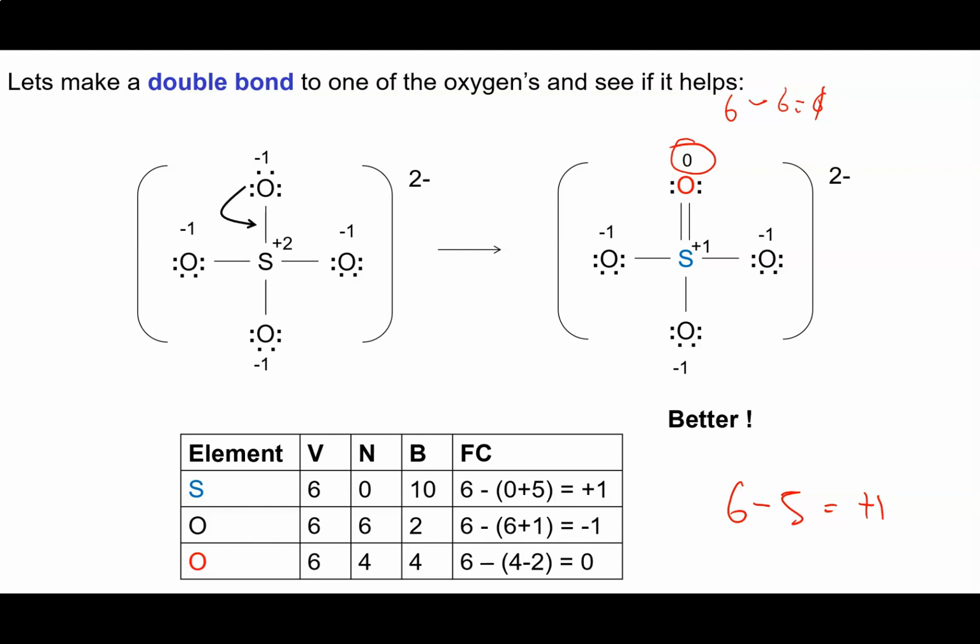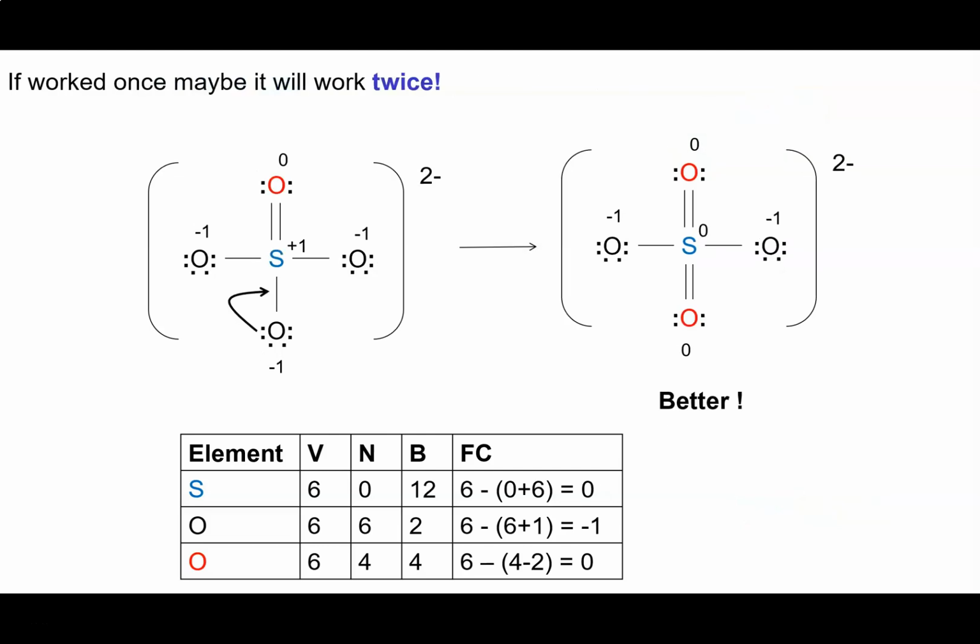So it's better, right? I got one of my oxygens down to 0. I also got the sulfur a little closer to 0 as well. So the question is, if it worked once, maybe it'll work again. Let's bring in another lone pair. Now what we've got is these 2 doubly bonded oxygens. The formal charge on this one, 6 minus 1, 2, 3, 4, 5, 6, also 0. I don't really need to calculate that because it has exactly the same bonding pattern as the one that we already figured out. I haven't changed these 2, so I can leave them alone.